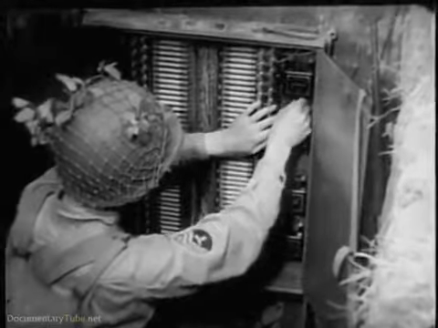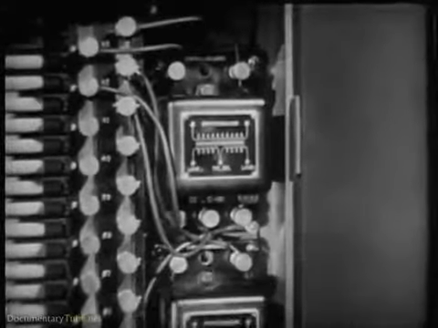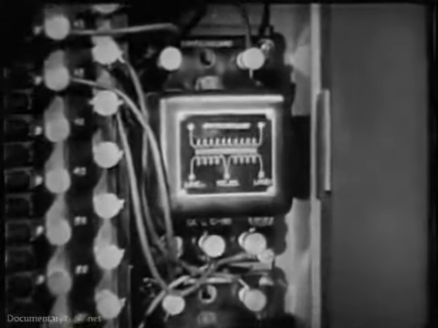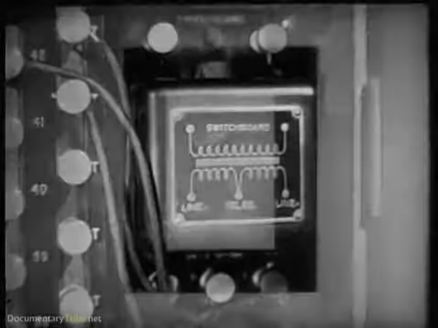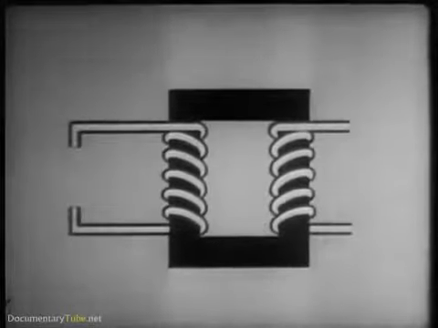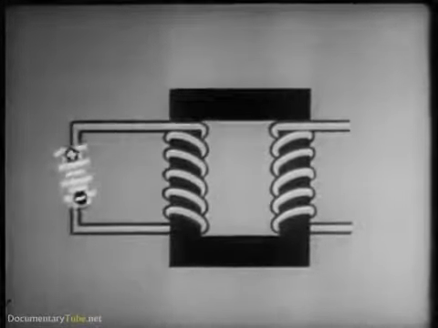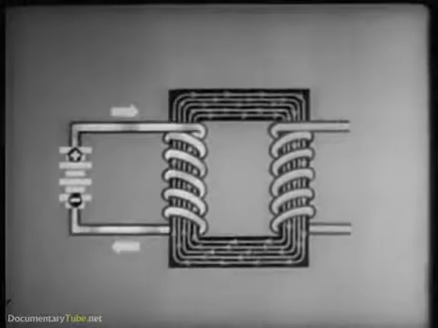The basic device used in establishing these circuits is the repeating coil. This is nothing more than a small transformer. It consists essentially of an iron core and 2 windings. Here's what happens when we send direct current through one of the windings. A magnetic flux builds up in the core.